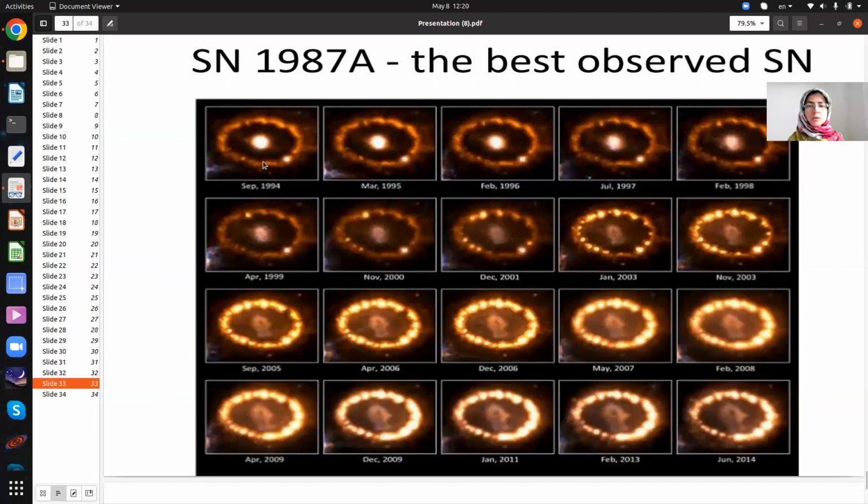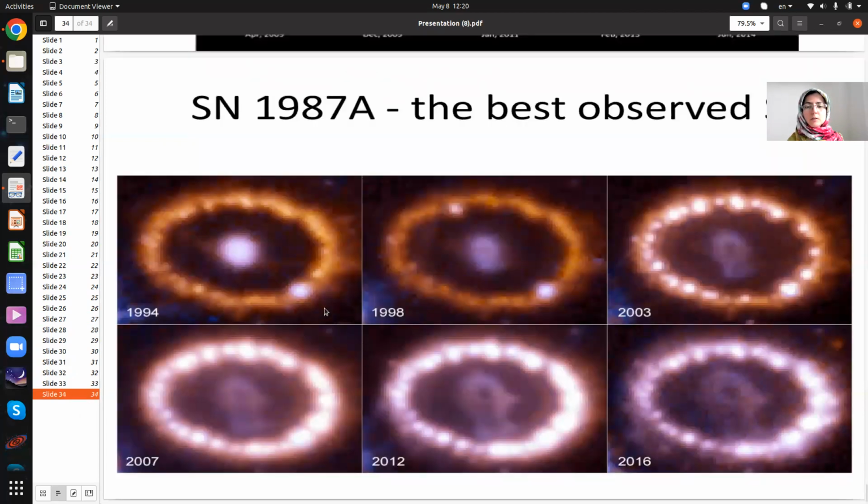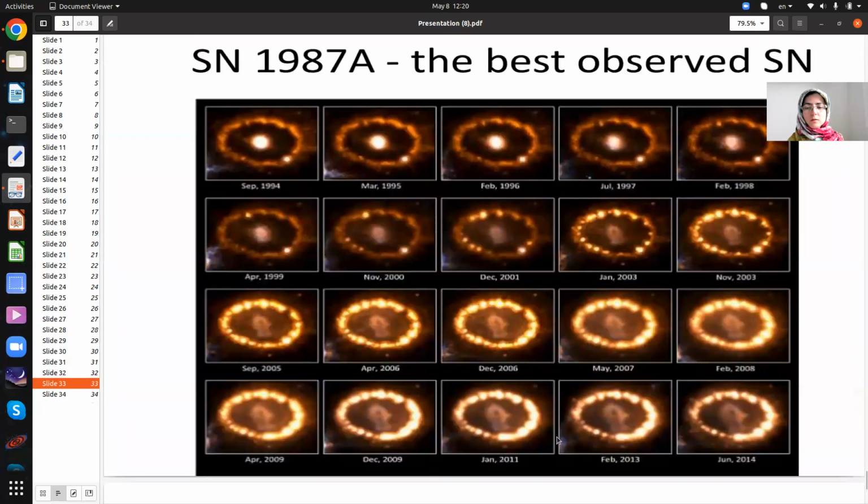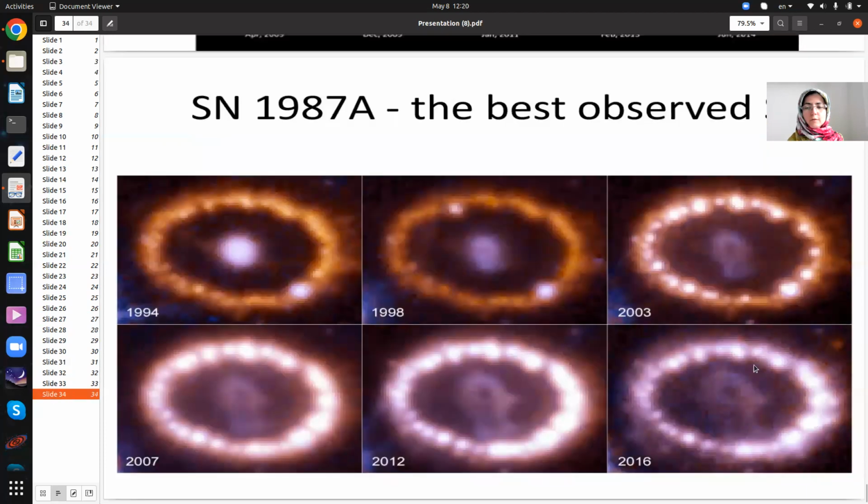And you see supernova 1987A during the time from 1994 until 2014. And you see the difference, that the inner ring becomes so bright during that time, and then it fades and brightens. Here you see again the difference, that the inner core becomes so bright in 2012, and then it becomes somewhat faint.